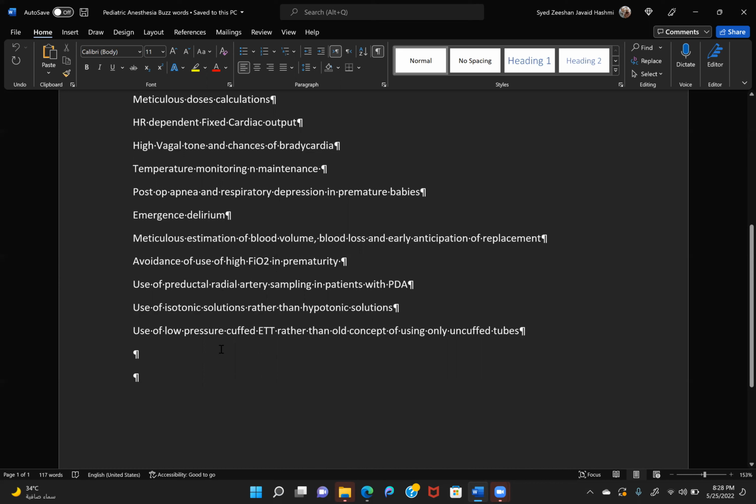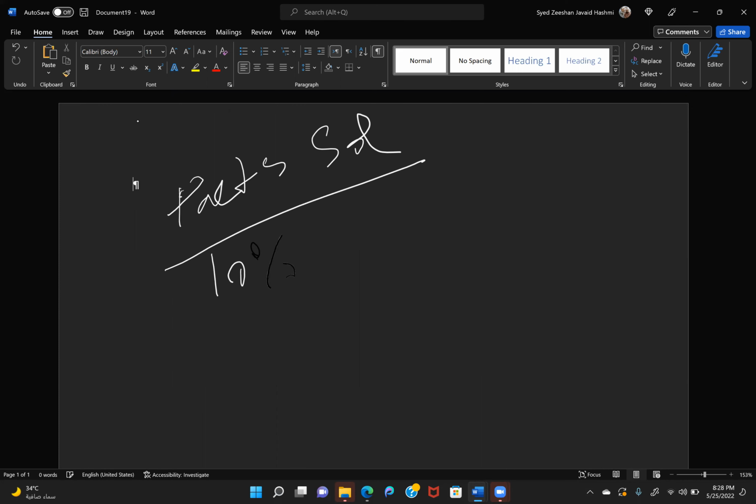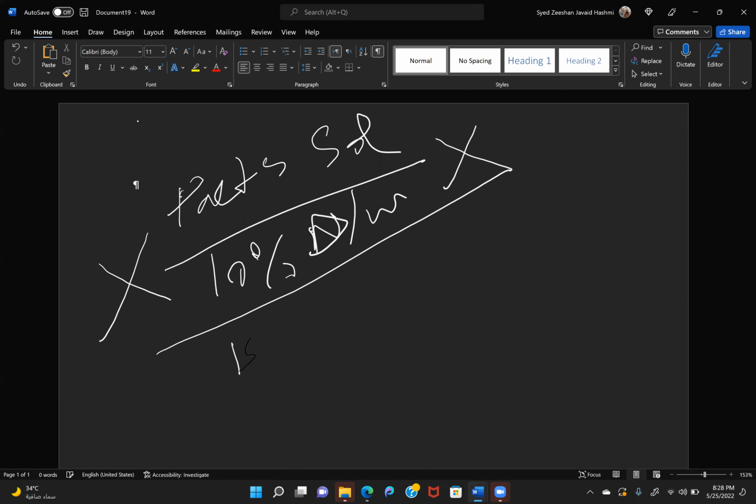Another very important thing is related to fluid management. Before, there was a myth that babies used to have a very terrible Paeds solution. Paeds solution was actually 10% dextrose water with, I don't know what terrible fluid it was, but it is absolutely obsolete. So you have to use isotonic fluids, preferably Ringer lactate.